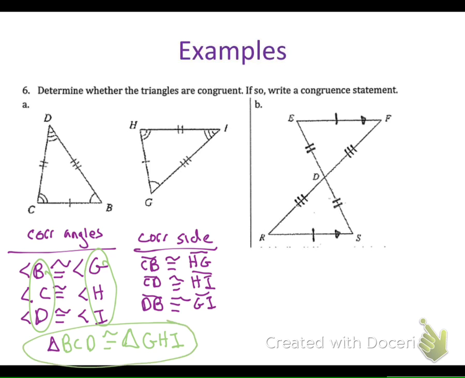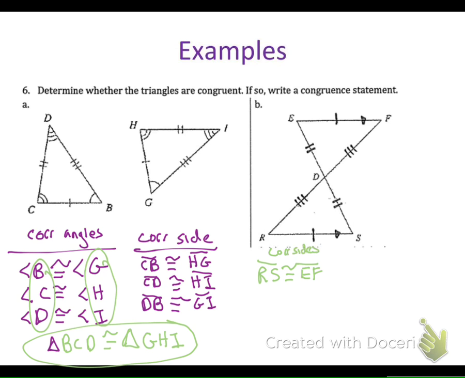So our next one, we notice that it does not give us what? It doesn't give us angles. So let's begin by doing the sides. So we have side RS is congruent to side EF. So that's corresponding sides.